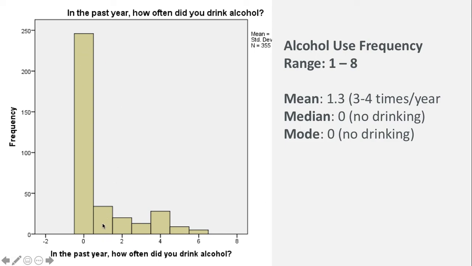But most of the data happens right here. And so that's why we are more likely to use the median or the mode, because they're less influenced by these skewed results. That's the end.